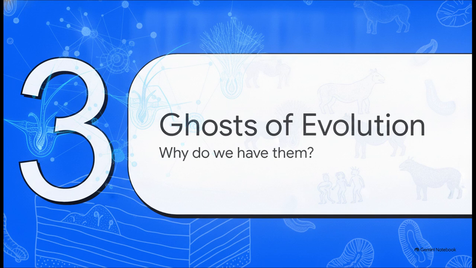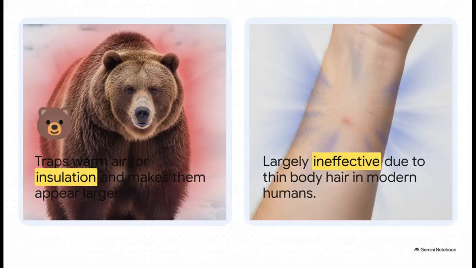Section 3. Ghosts of Evolution. If you're a mammal with thick fur, piloerection, which is the scientific term for the action of raising the hairs, is an absolute lifesaver. If the animal is cold, the raised fur traps a layer of warm air close to the skin, creating this amazing natural insulation.